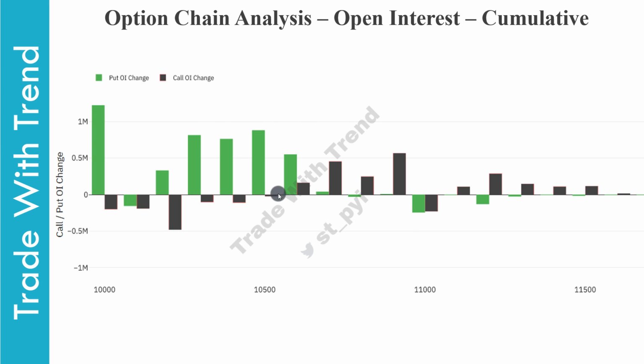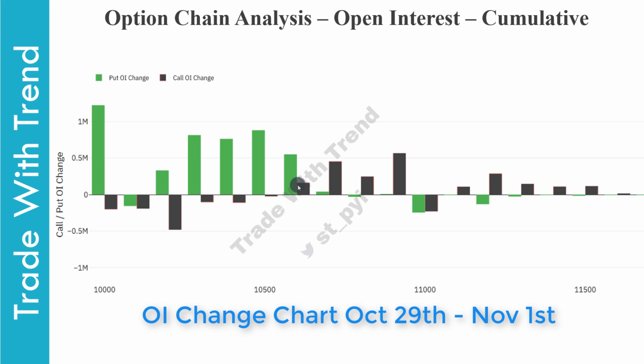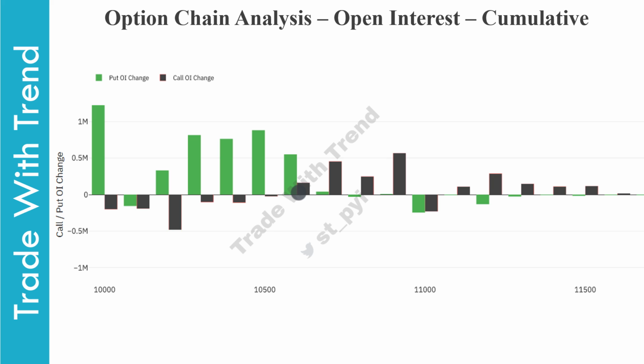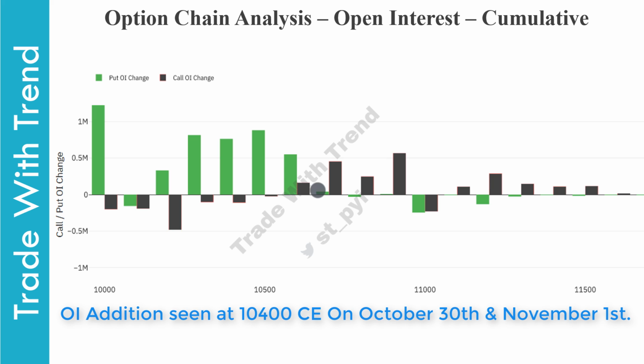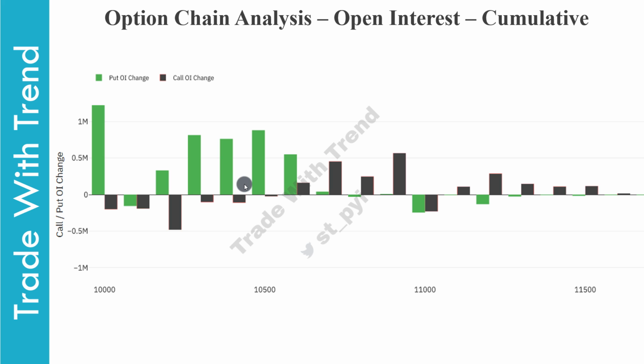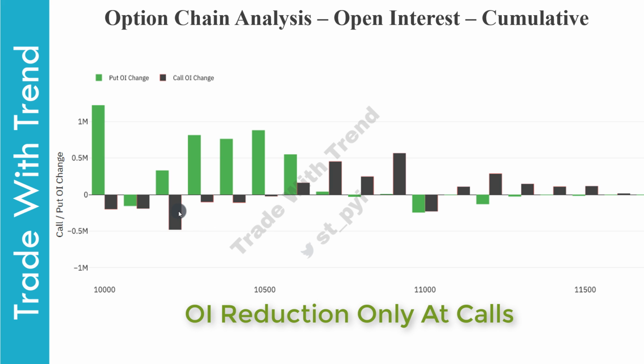This chart that you see in front of you is the cumulative open interest chain chart between October 29th and November 1st. Now let us recollect that on November 1st, strong open interest addition was seen at 10,400 call option. Similar activity was also seen on October 30th. If you look at the cumulative open interest chain chart, it is clear that as price has moved from 10,000 to 10,500, strong open interest addition has happened across put strike prices. Also, between 10,000 and 10,500, if you look at net open interest reduction, that has only happened in calls.